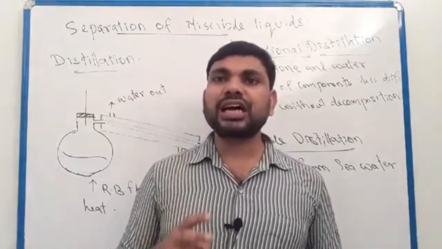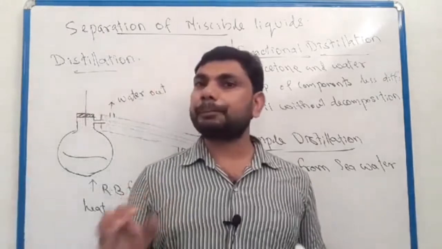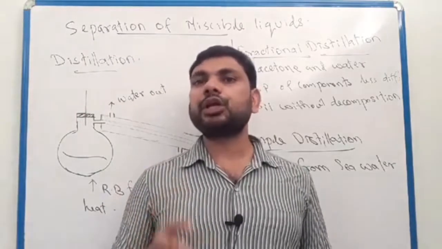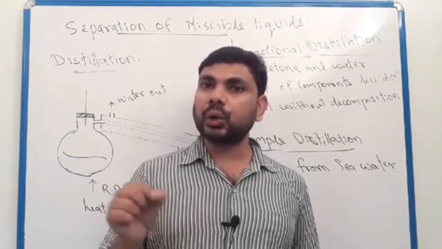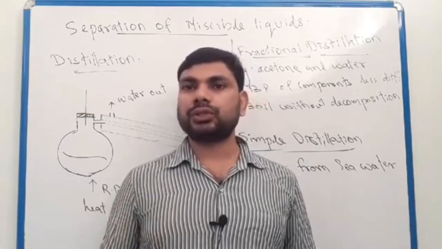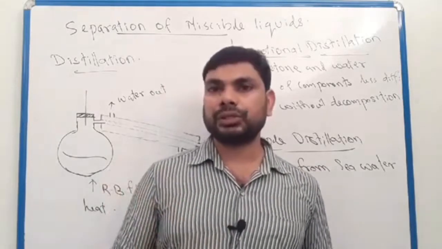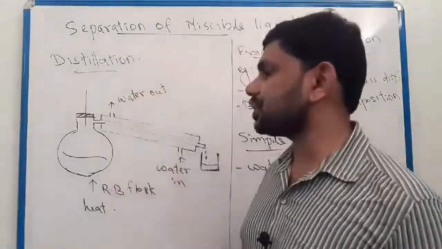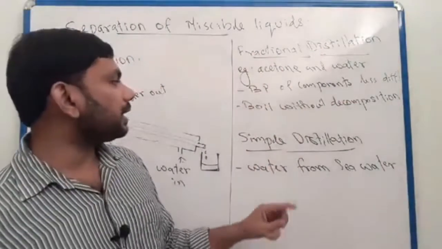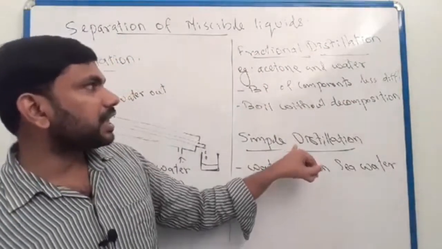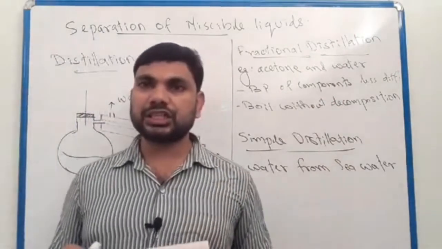There are two different types of distillation. Distillation means the process by which we separate miscible liquids. Miscible liquid means two liquids mix with each other. Example, alcohol in water, acetone in water. So this type of mixture is miscible liquids. There are two types of distillation we will discuss: simple distillation and fractional distillation.